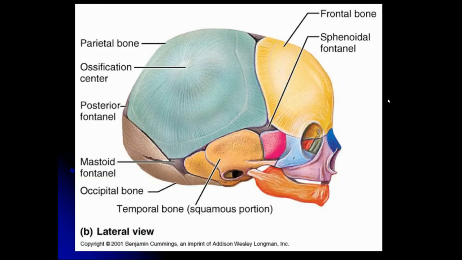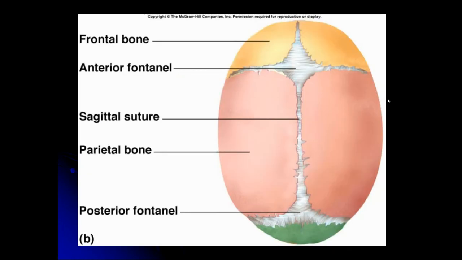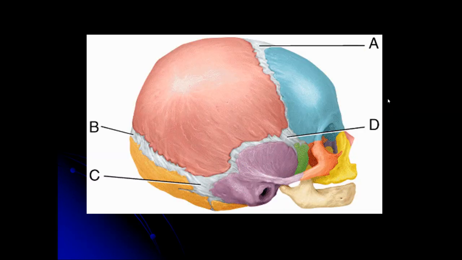Again, there are 6 of these. We have 2 sphenoidals and 2 mastoidals, and 1 posterior and 1 anterior. Now the largest ones are the posterior and anterior. The other ones are fairly small. But you should be able to name these. So here's a little self-quiz for you to be able to name these as well.